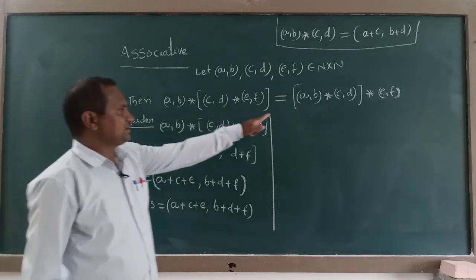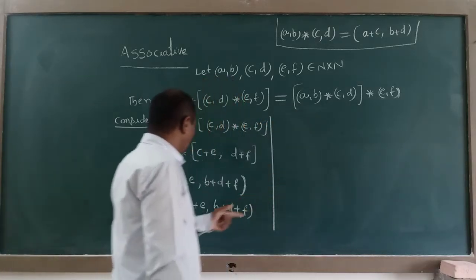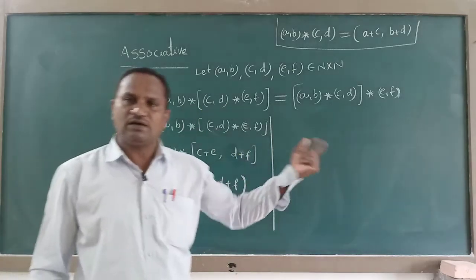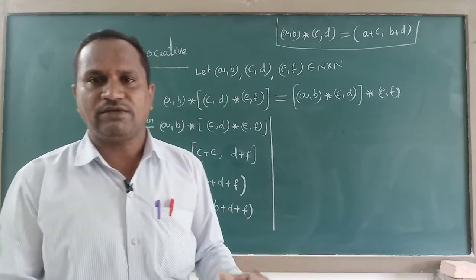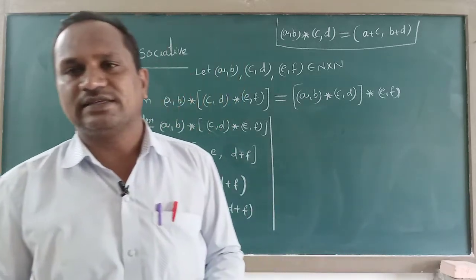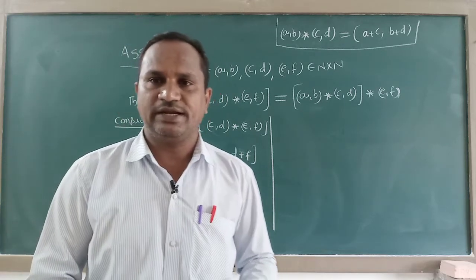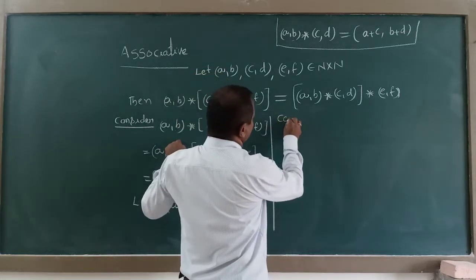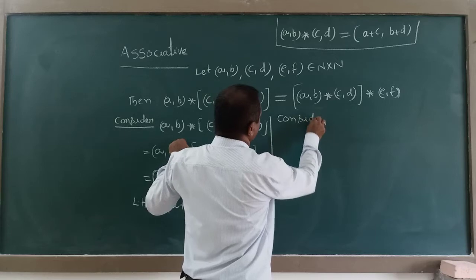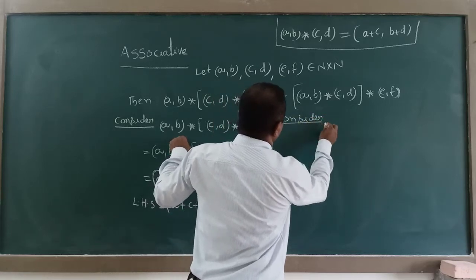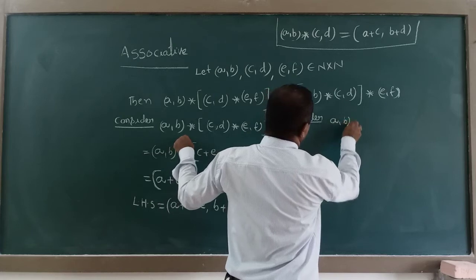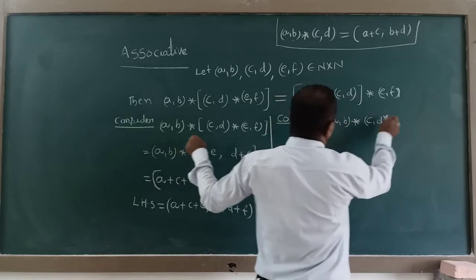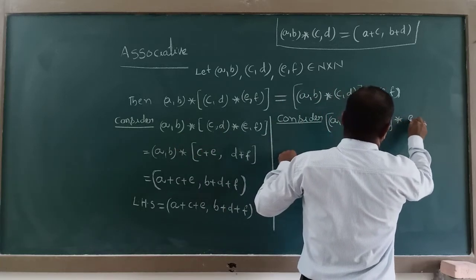Next, the RHS part. Now consider this part. What value we got for the left hand side part, the same value you should get for the RHS also. Then you can get equality of those two values. Then we say star is associative. Let us see whether we are getting the same value or not. Consider A comma B star C comma D star of E comma F.